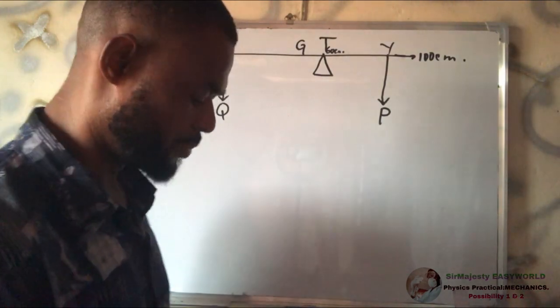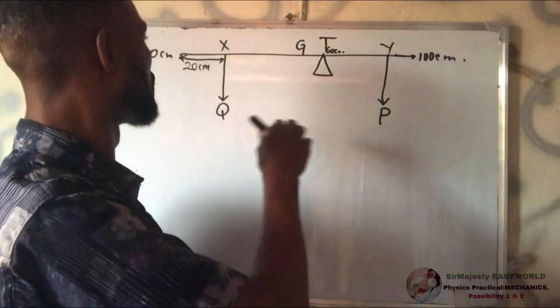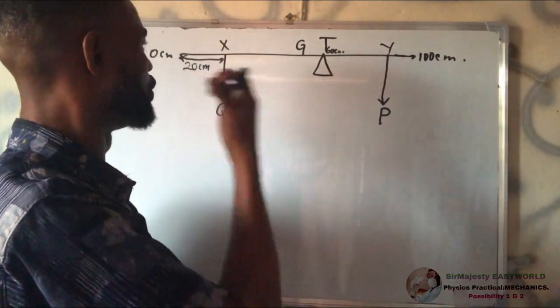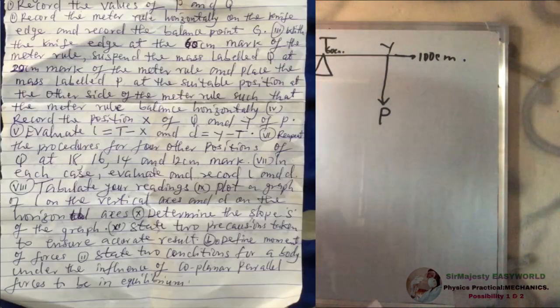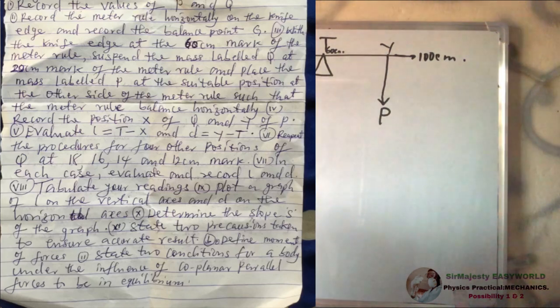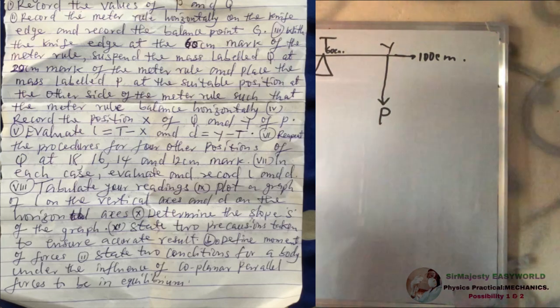Then we say record the position X of Q. Position X of Q, that is the distance from here to here. Then also record the position Y of P. That is Y of P. Then after doing that, you evaluate L equals T minus X, as you can see on the screen, and D equals Y minus T, as you can see on the screen as well.